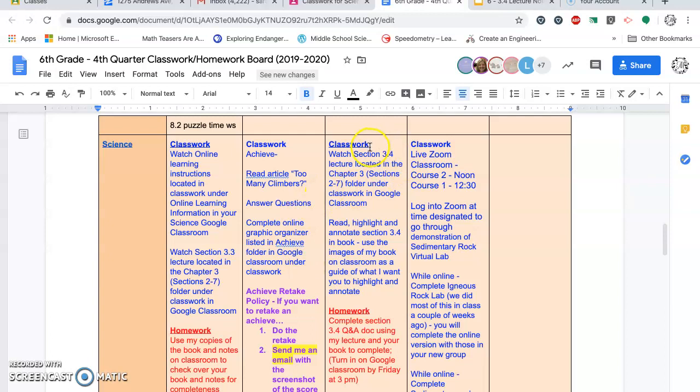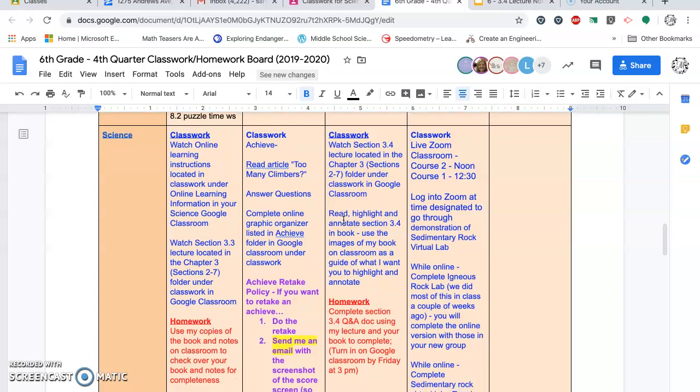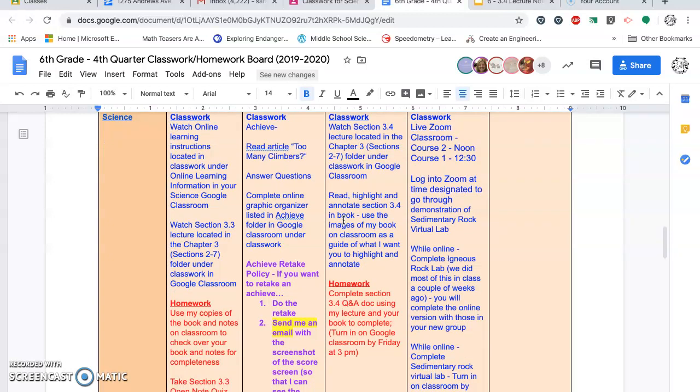All right, so today what are we going to do? We're going to watch my lecture right now on section 3.4, and it's going to be quick. It shouldn't be that long. And then you're going to read, highlight, and annotate 3.4 in the book. I'm going to upload the pictures for 3.4 to Classroom, so you'll have those. Make sure that you have whatever I have highlighted. That doesn't mean that you just go through and highlight. I actually want you to read it and then highlight. Make sure you highlight what I have highlighted. And any of the activities that I've done in my book, I want you to do as well.